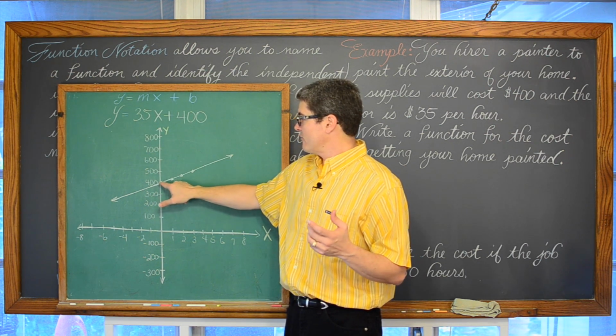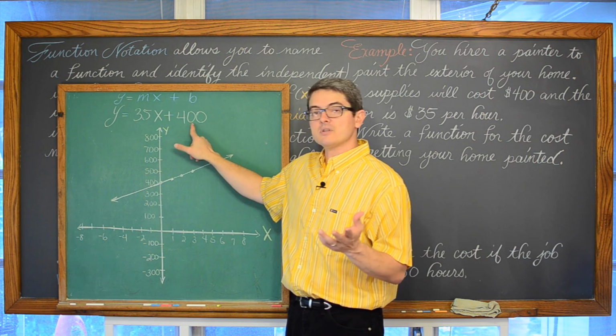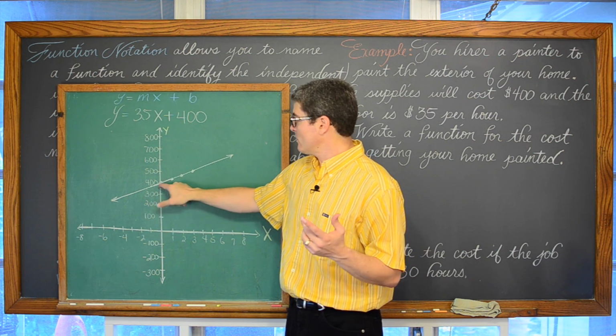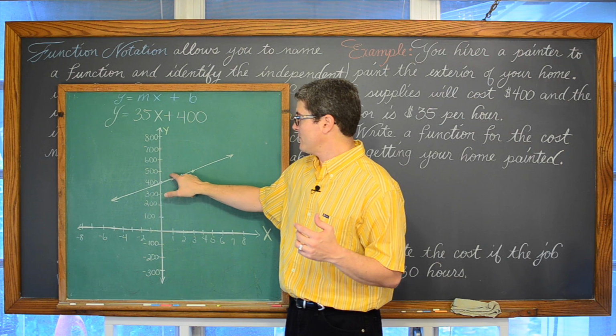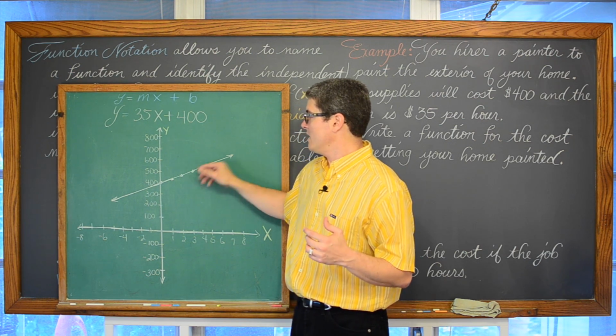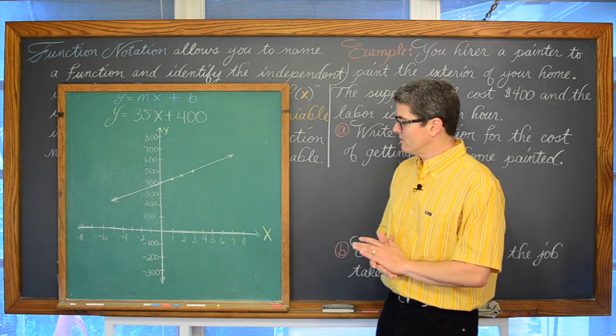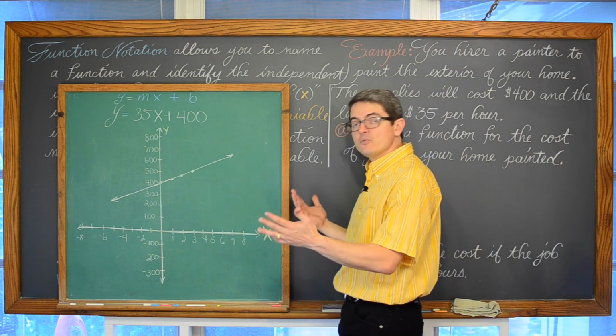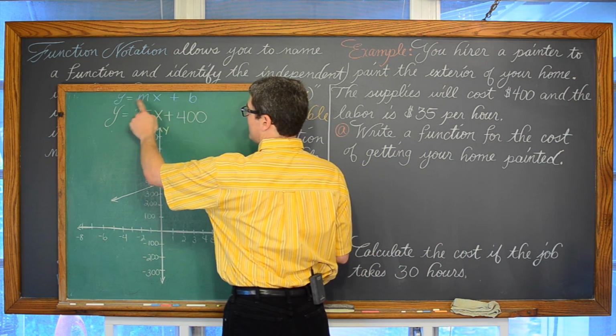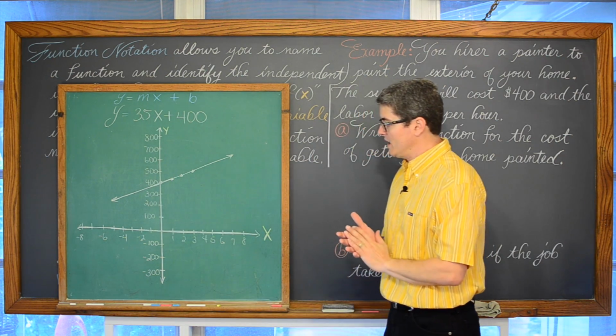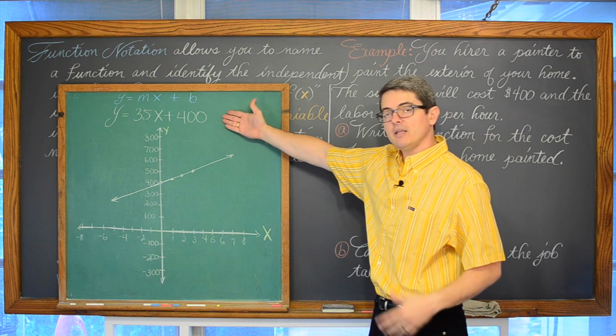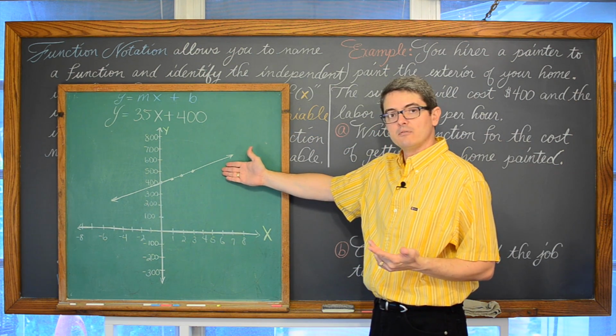So from 400, our y-intercept, the number that's off by itself with no variable attached to it, we're going to go up 35 and over 1, up 35 and over 1, up 35 and over 1. Draw a few dots and draw a line through those points, and that is going to be a line, again, because these exponents are equal to 1. So I have this linear function graphed.